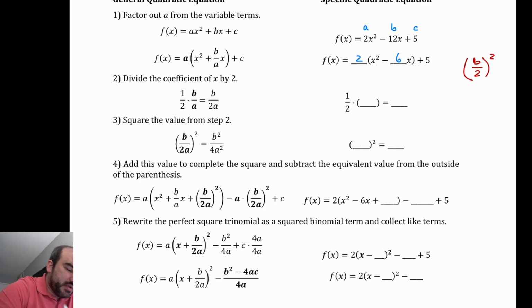But if we want to use this idea of b over 2a, we're going to have to use these as the a, b, and c. So this b over 2a is negative 12 divided by 2 times 2, which if we simplify this, that's 1/2 of negative 6, which is negative 3.